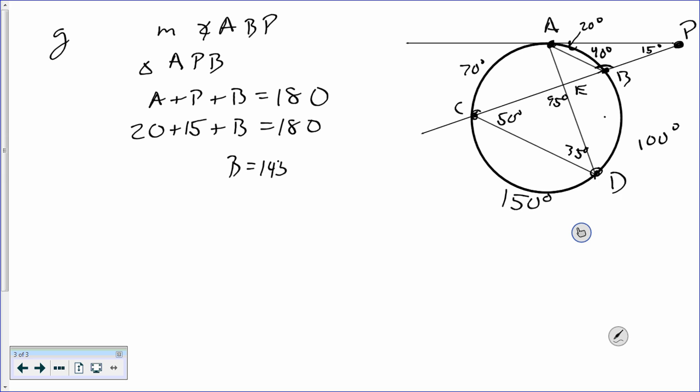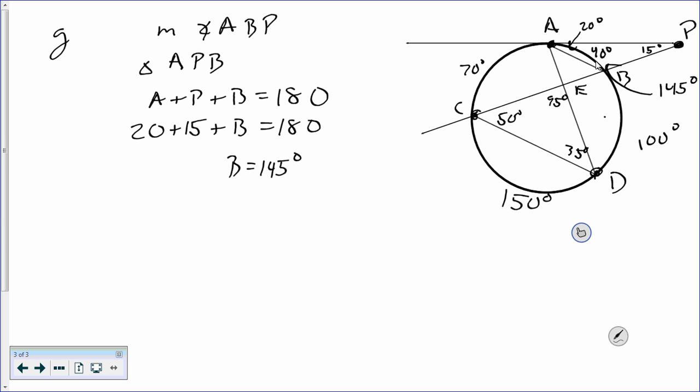Good? So this is going to be 145 degrees. Okay?